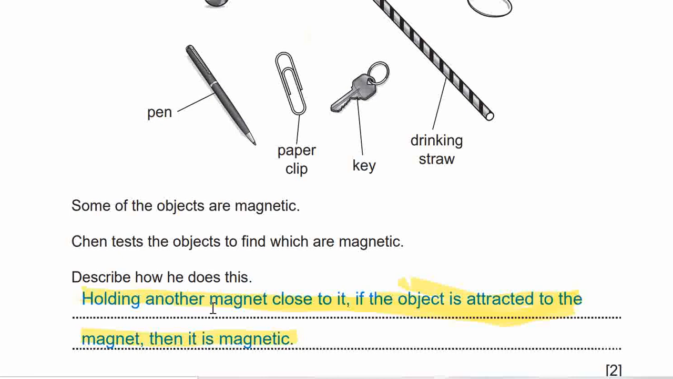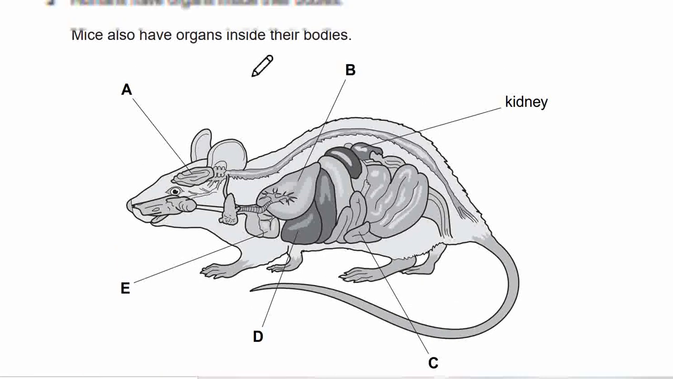That will be our answer. Holding another magnet close to it. If the object is attracted to the magnet, then it is magnetic. Now let's resume to question number 3.